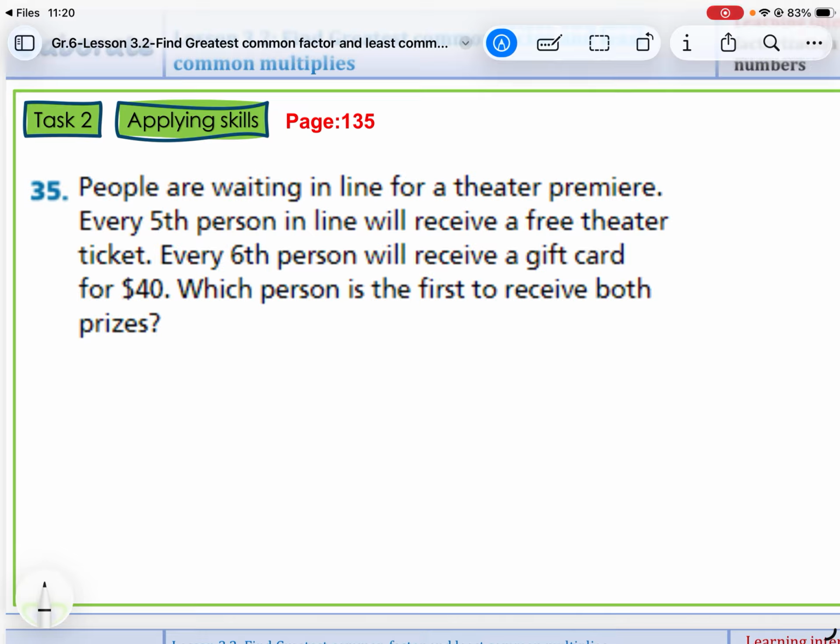Now here we have a word problem. People are waiting in line for a theater premiere. Every 5th person in line will receive a free theater ticket. Every 6th person will receive a gift card for $40. So which one will be the first to receive both? Also, one of the keywords is when they're asking you to find both. So that means here you should be focusing on finding the LCM. So all you have to do is list the multiples for 5 and the multiples for 6, and then you guys are going to choose the least one. Okay?